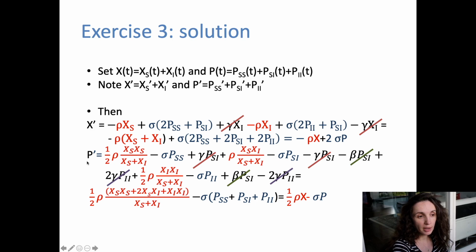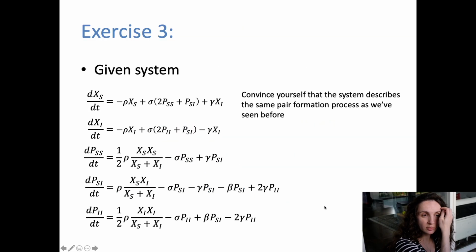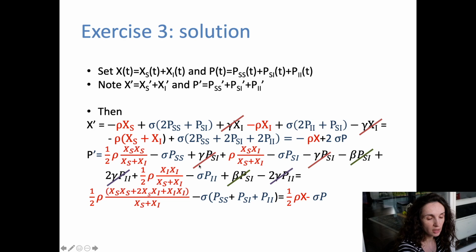And so what we arrive at is that p prime equals 1/2 times rho times x minus sigma times p, which corresponds to the differential equation given for the number of pairs in the population. And therefore the full system that couples disease dynamics with the pair formation process can be reduced to the pure pair formation process. Thank you very much for your attention.